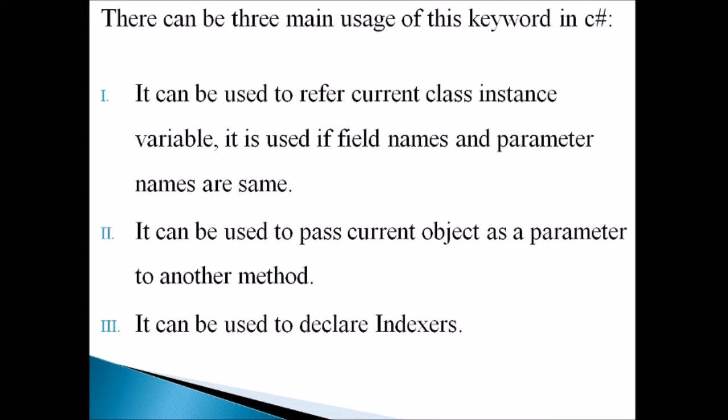And the second one, it can be used to pass the current object as a parameter to another method. Sometimes the user may pass an object as a parameter to another method. At that time this keyword can be used. And the third usage is that it can be used to declare indexers. Let us see what an indexer is. In the concept called indexer we can also use this keyword. So these are the three main usages of this keyword in C#.